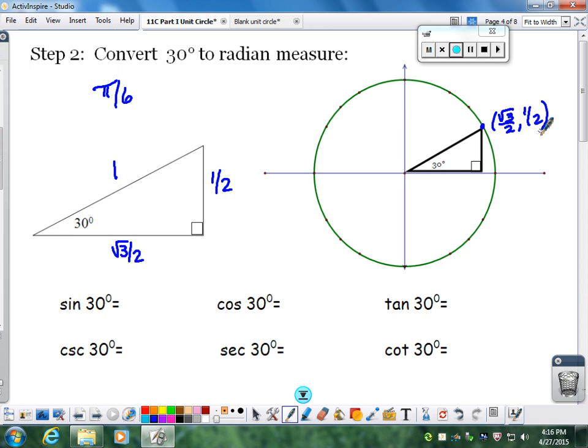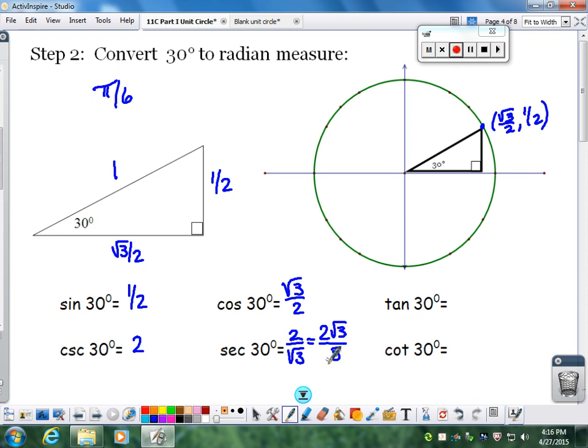All right, the sine of 30 degrees is going to be the opposite over the hypotenuse, which is just going to be 1/2. So the reciprocal of that is going to be 2. Cosine is adjacent over hypotenuse, so it's going to be the square root of 3 over 2. So the secant is the reciprocal of that, and we're going to rationalize it.